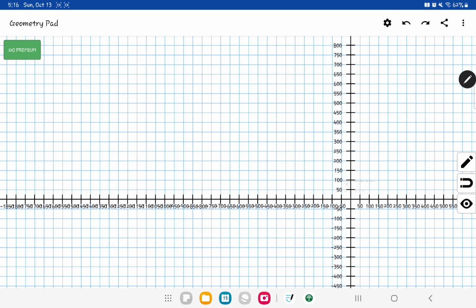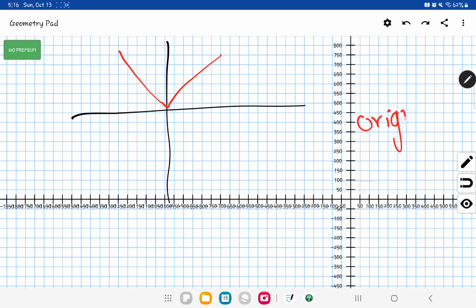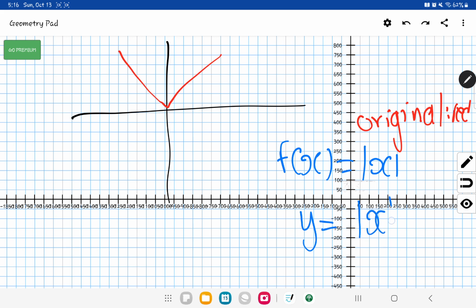Let us then talk about stretching and shrinking. We have a graph, we will put it in red. Always remember, in the exam, the original is in red. So we know that the function of the graph is f(x) is equal to the absolute value of x, or y is equal to the absolute value of x, or f(x) is equal to y. Whatever you want to put is correct.